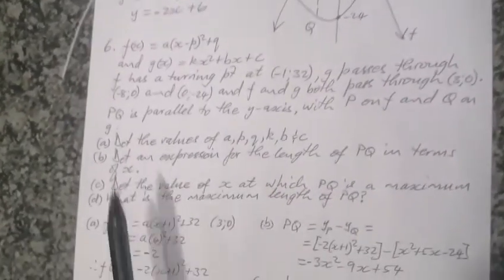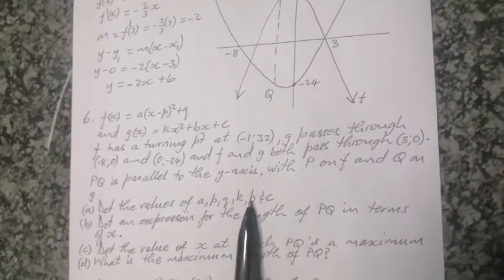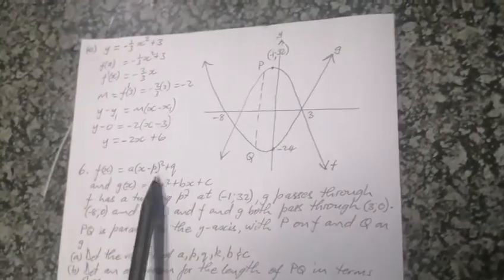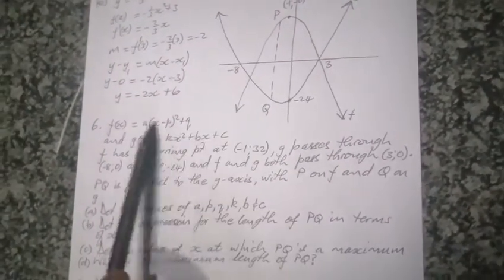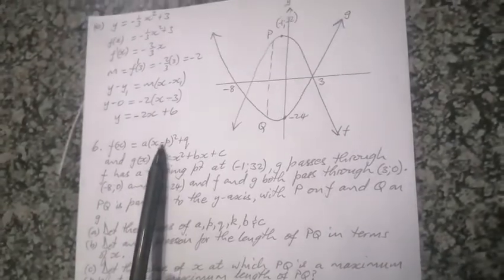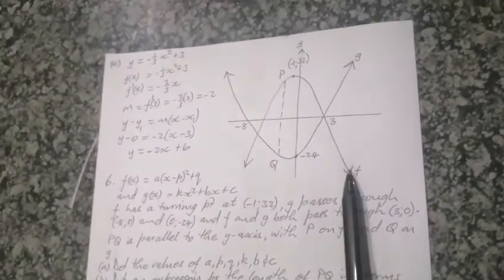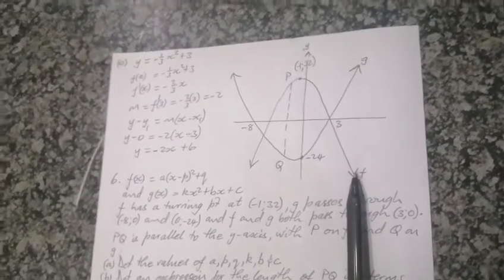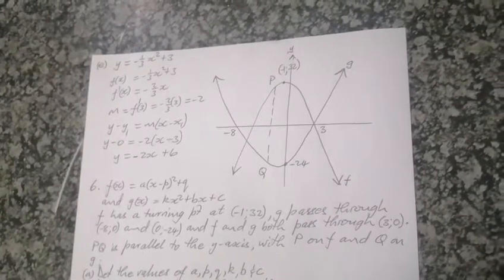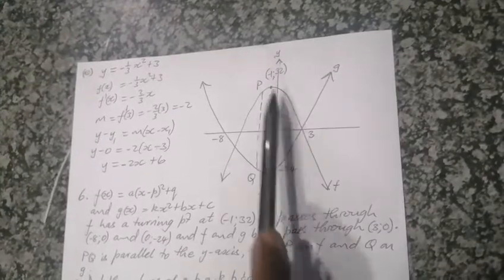Part A says, determine the values of a, p, q, k, b, and c, which means we are just referring to all these ones here. This is in the turning point form. So we will look at this graph of F, which is this one. We can all see that the graph is passing through 32, which is the turning point.